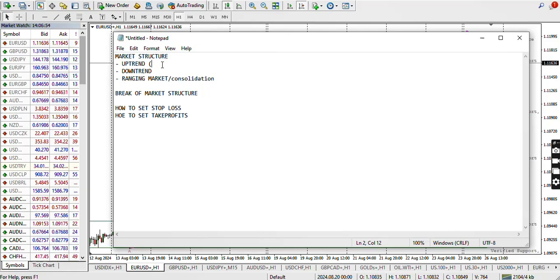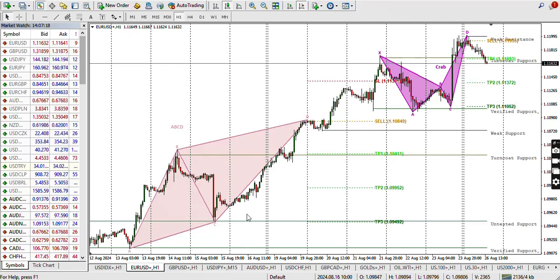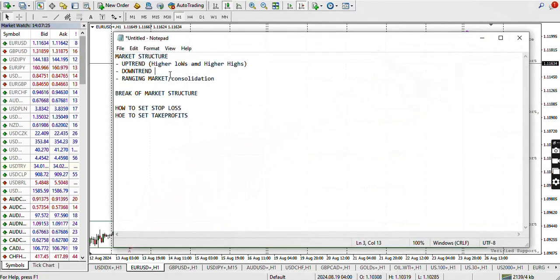Okay, so now, how do you recognize an uptrend? An uptrend usually consists of higher lows. Let me spell that out: higher lows and higher highs. So when you see the market forming higher lows and higher highs, then you know that this is an uptrending market. It's the same thing for a downtrend. On a downtrend, you can easily recognize it when the market is forming lower highs and lower lows.